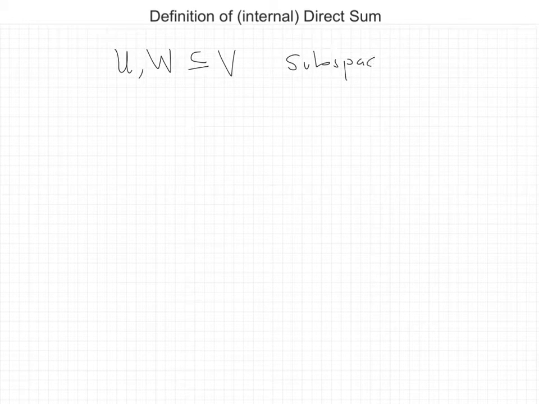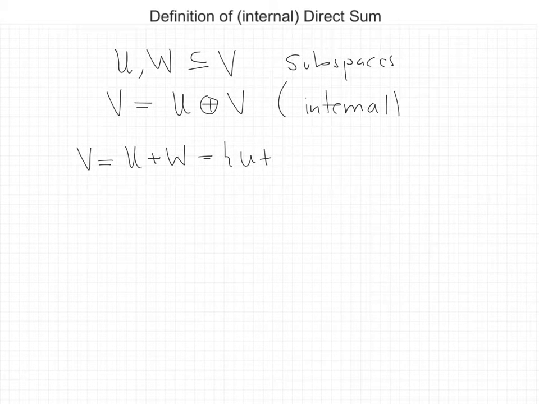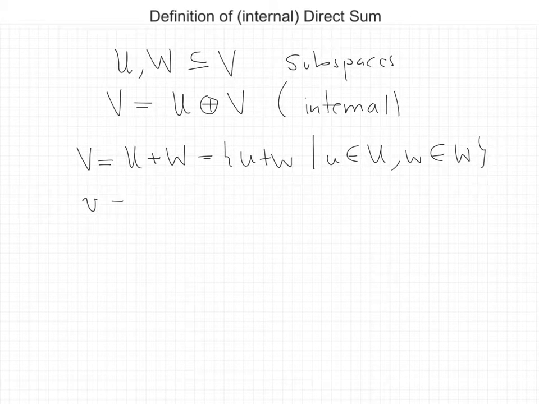What does it mean that the vector space V is equal to the direct sum of its two subspaces? This is actually the internal viewpoint in this case. Well, that means that on one hand the vector space V is the sum, where the sum is just defined as the vector space of all u plus w, where u is in U and w is in W. Or in other words, every vector v in my vector space can be written as the sum of a vector in U and a vector in W.